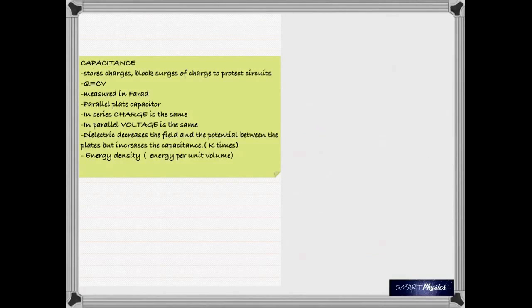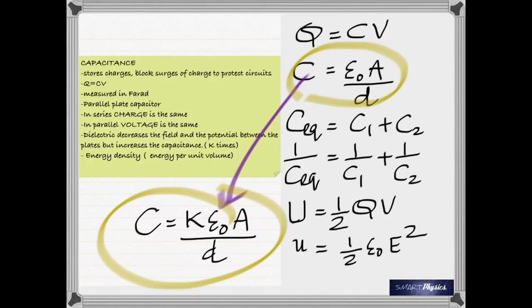Brings us to the next chapter called Capacitance. Okay, these are the equations dealing with the capacitance, and the formulas are very important. If it's a parallel plate capacitor, understand that without a dielectric, capacitance is epsilon naught A by D, but with a dielectric, it's K epsilon naught A by D, where K is the dielectric constant.